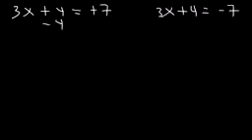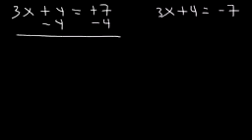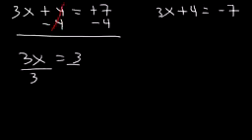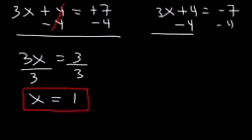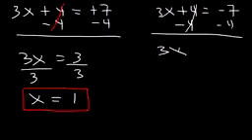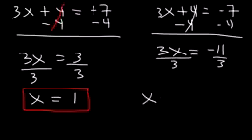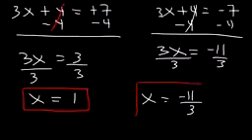So let's subtract both sides by 4. 7 minus 4 is 3. And 3 divided by 3 is 1. So this is the first answer. Now here, let's subtract by 4 again. Negative 7 minus 4 is negative 11. So x is equal to negative 11 over 3. And that's it.